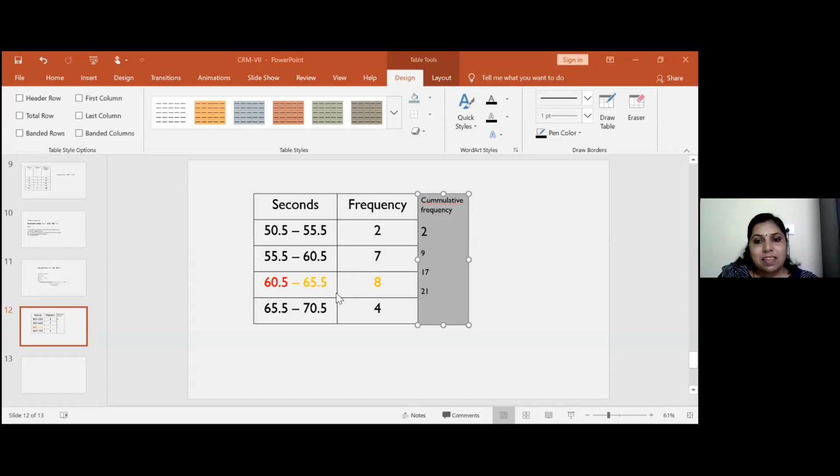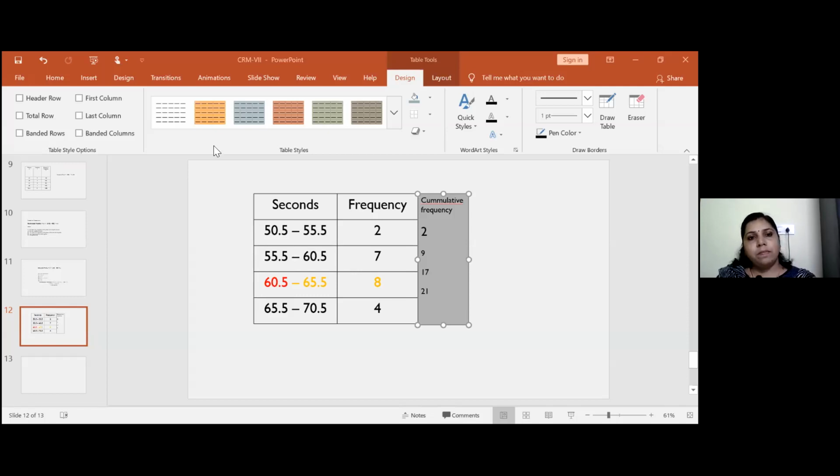The B value is nothing but the cumulative frequency just above the median class, that is 9. You have to take the cumulative frequency of the class just above the median class. So B is the cumulative frequency just above the median class, that is 9, and F is the frequency of that particular median class, that is 8. And what is the class interval? 5 is the class interval.